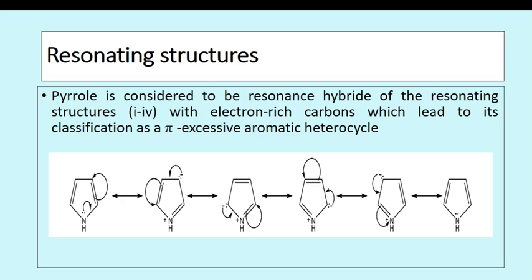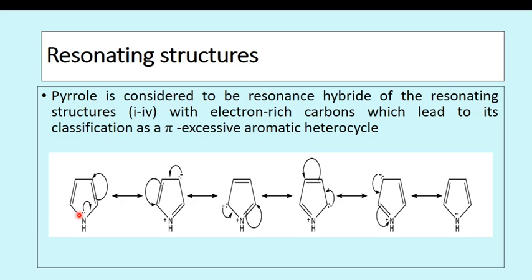Now we are going to see the resonating structures of pyrrole. Pyrrole is considered to be the resonance hybrid of the resonating structures 1 to 5, with electron-rich carbons, which leads to its classification as a pi-excessive aromatic heterocycle. So this is the structure of pyrrole. This is the first resonating structure, this one is the second, then third, fourth, and the final one. So these resonating structures are very important.